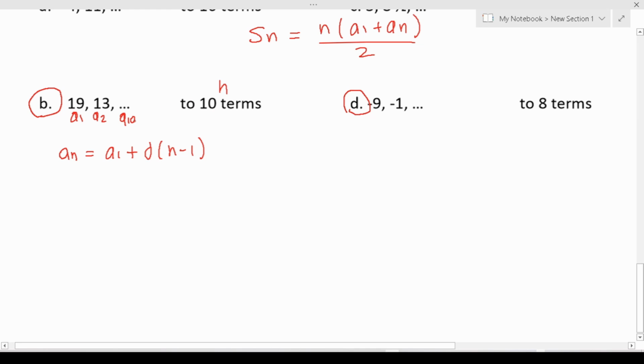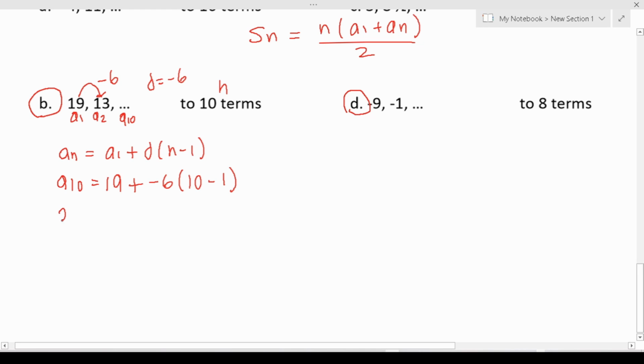And in this case, we want to find this a_n term, which is going to be the a_10 term. So a_10 equals a_1, which is the first term, 19, plus the common difference. Again, the common difference is the number that takes you from term to term in the sequence or series. In this case, we need to figure out what will take us from 19 to 13. It's going to be negative 6. So we know our common difference, or d, is negative 6. Again, n is 10, so that's minus 1.